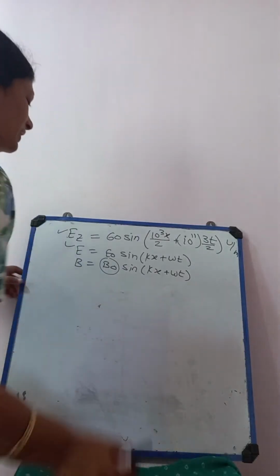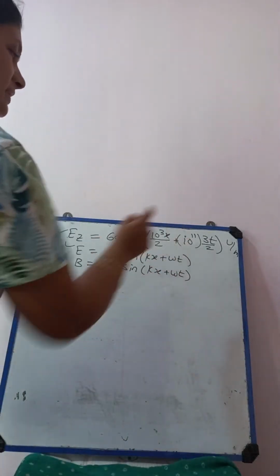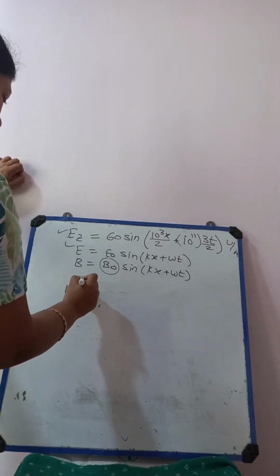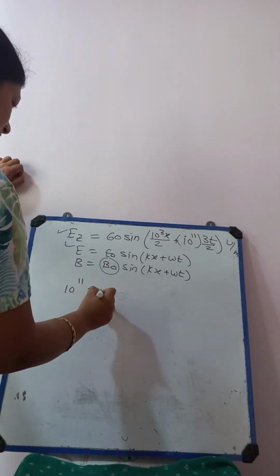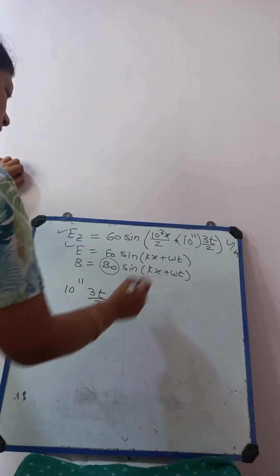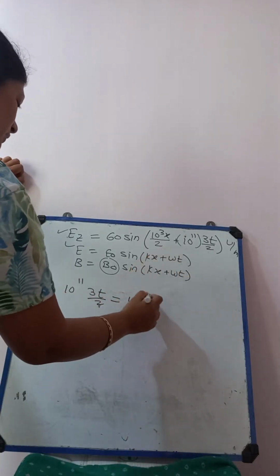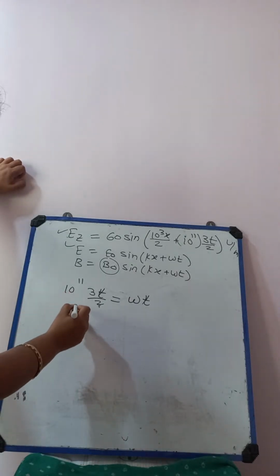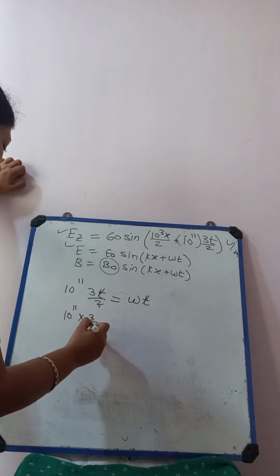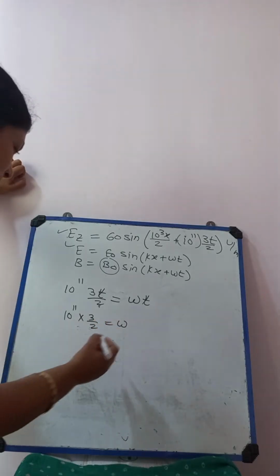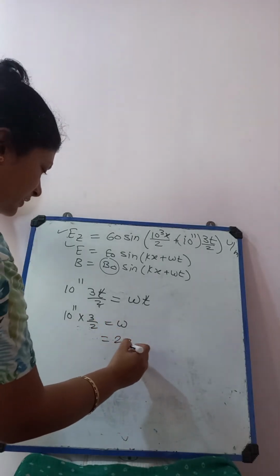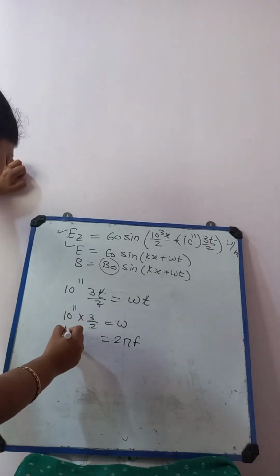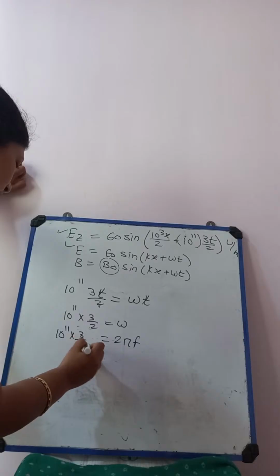It is clearly given omega t, and this is also omega t. If we compare, 10 raised to 11 into 3t by 2 is equal to this omega t, so this t gets cancelled. So 10 raised to 11 into 3 by 2 is equal to omega, and omega is nothing but 2 pi into f. So this is 10 raised to 11 into 3 by 2.